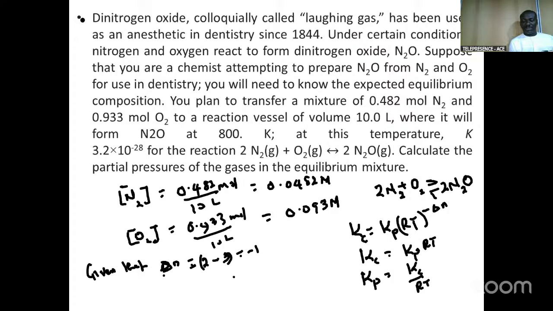Please bring out your calculator and tell me what Kp is. So Kp is equal to Kc, which we're given to be 3.2 to the power of minus 28, over R, because we want to take R in atmosphere, so it becomes 0.